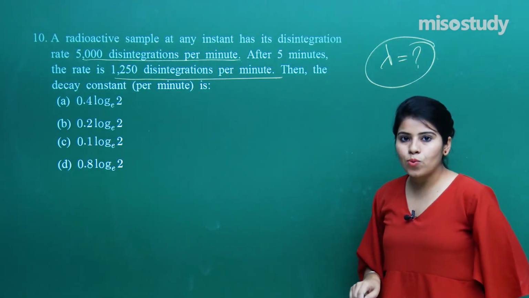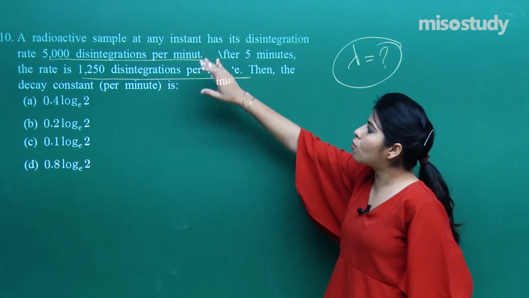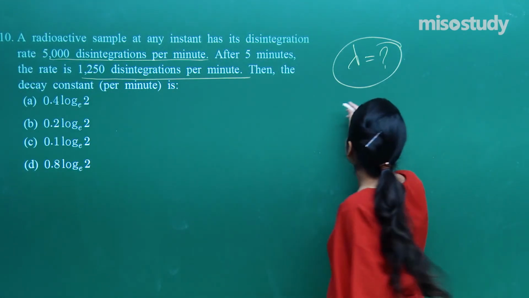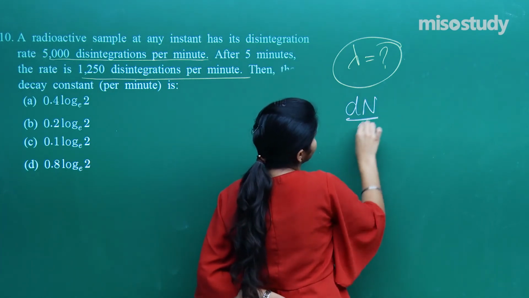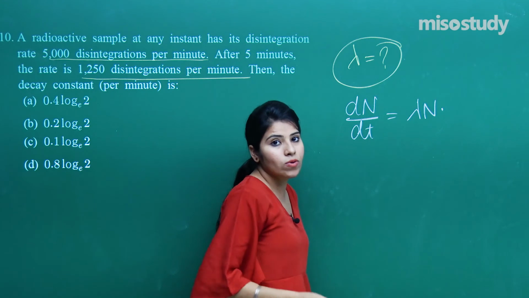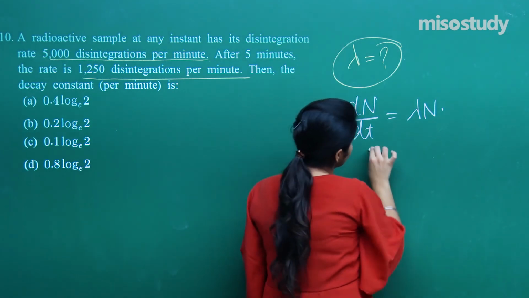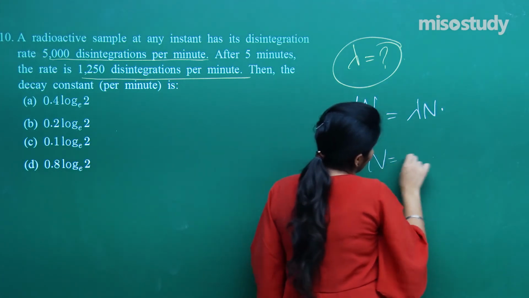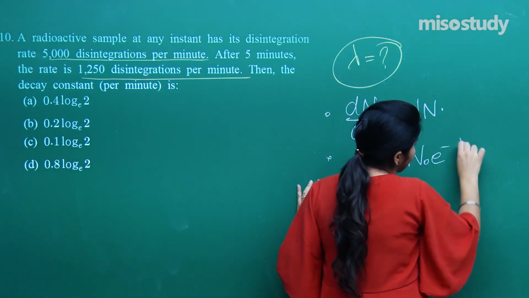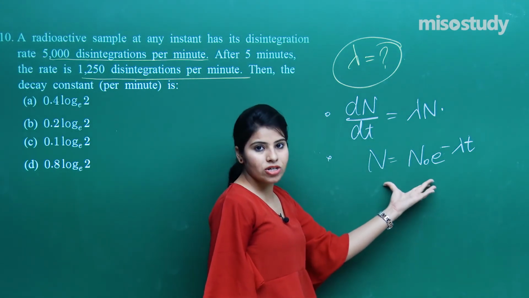Now let me just tell you one thing before beginning the question. We know that because they are talking about the rate of disintegration, or you can say the activity, is lambda N. And also you know that N equals N naught e raised to the power minus lambda t, right? So these two equations we are having.